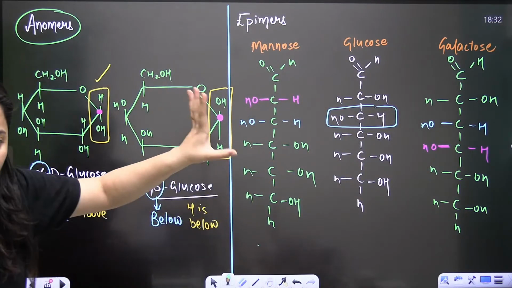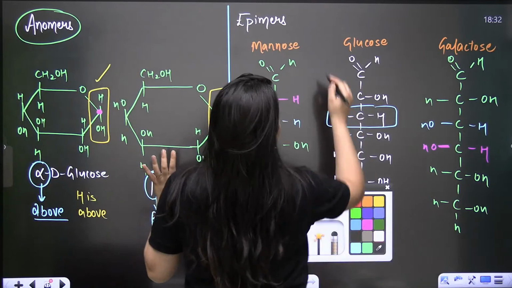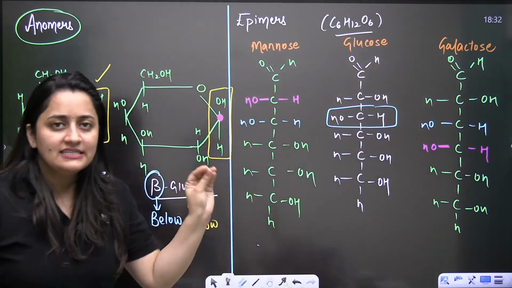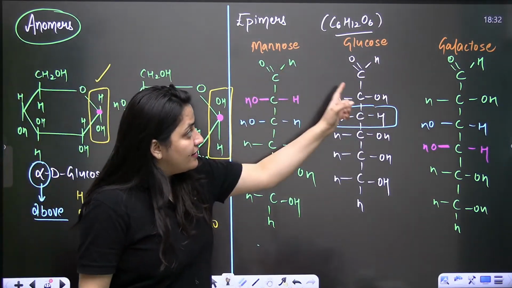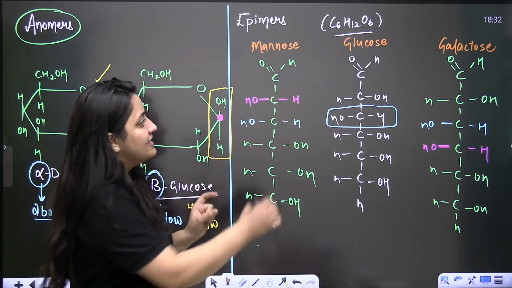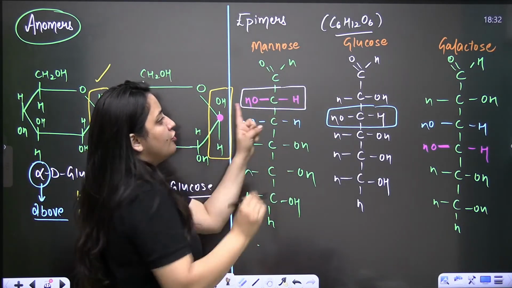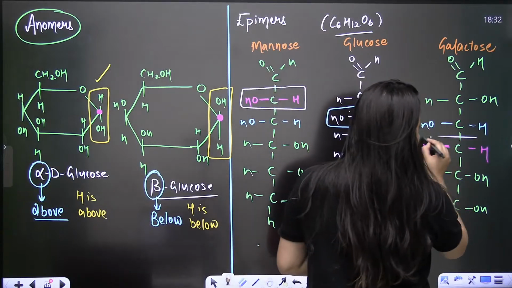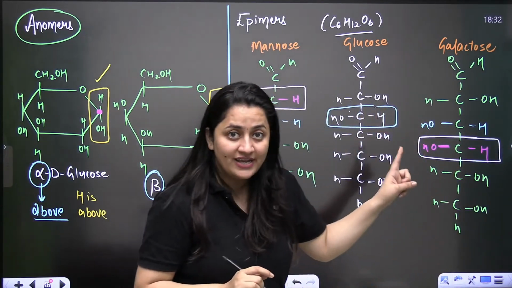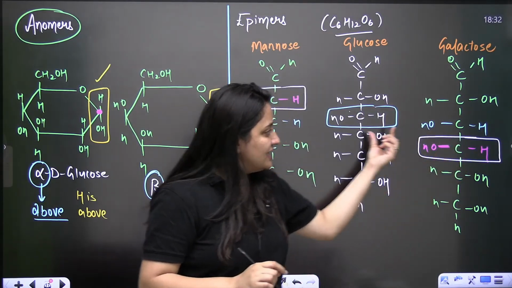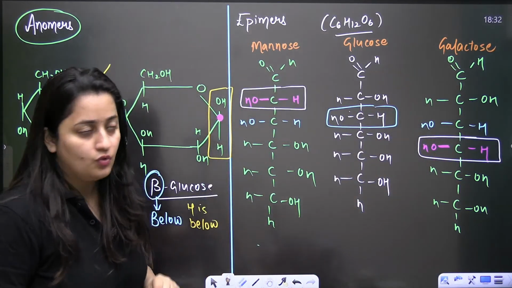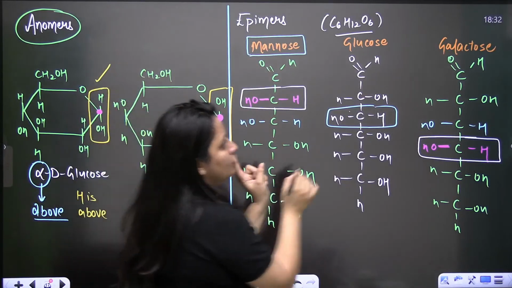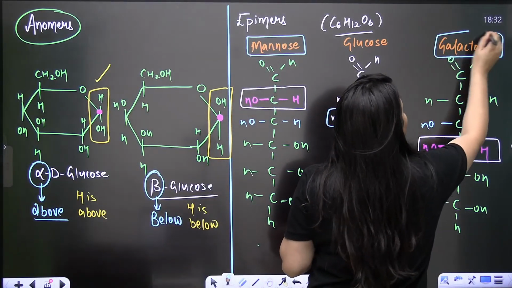Even when you talk about glucose, galactose and mannose, ultimately the formula is the same, C6H12O6. Now when you see mannose, you will see on the second carbon the position of OH and H is changed compared with glucose. When you look at galactose, it is changed at only one carbon, the position of OH and H, compared with glucose. So we say that mannose is the epimer of glucose at carbon number 2. Galactose is the epimer of glucose at carbon number 4.